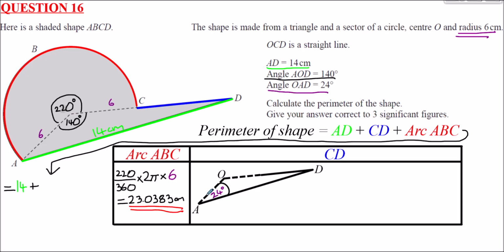OA is the radius, which we're told is 6. And A to D, we're told is 14. Now, the bit we're not told, the bit we don't know, is from O to D. So what we can do here is consider what from O to D is. And because from O to D is opposite this angle A, I'm just going to label OD as A.